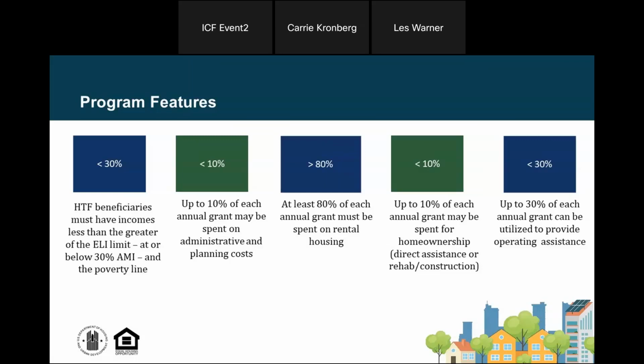It also, and this is a significant detail of the Housing Trust Fund regulations, allows up to 30% of each annual grant to be utilized to provide operating assistance. So for projects that are targeting extremely low income households, having the ability to use some of the funds to provide operating assistance for those projects is an important flexibility within these regulations.